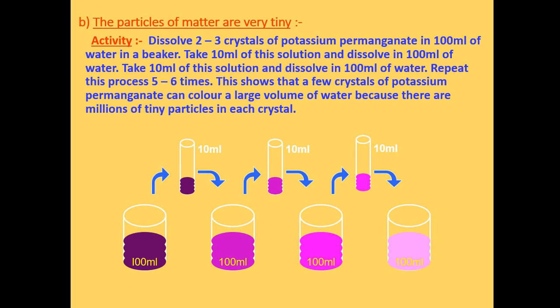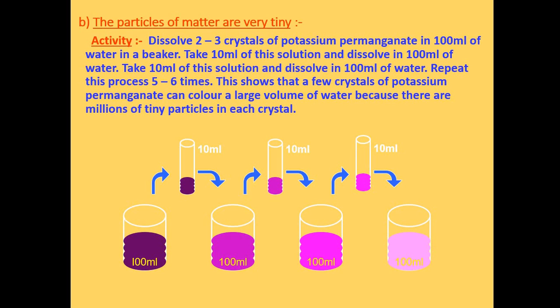So take 10 ml of this solution and dissolve in 100 ml of water. Then take 10 ml of this solution and dissolve in 100 ml of water. Repeat this process 5 to 6 times. This shows that a few crystals of potassium permanganate can change a large volume of water because there are millions of tiny particles in each crystal.